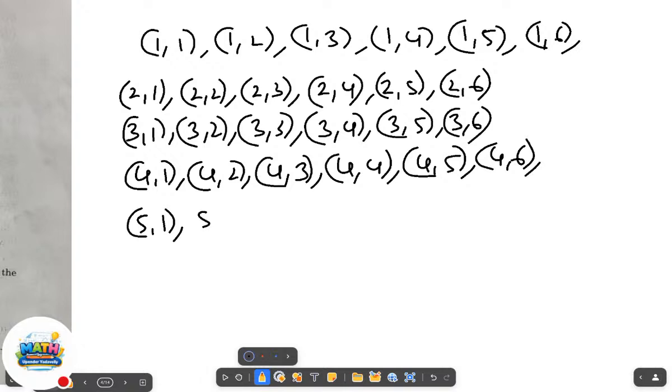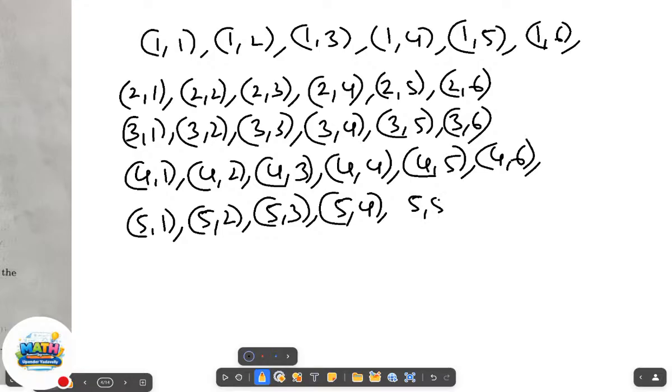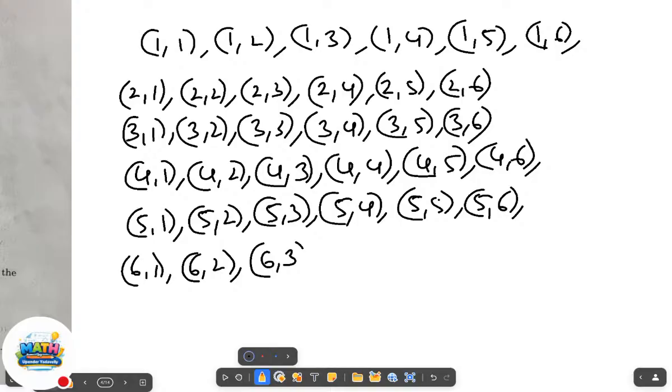5 comma 1, 5 comma 2, 5 comma 3, 5 comma 4, 5 comma 5, 5 comma 6. Next, 6 comma 1, 6 comma 2, 6 comma 3, 6 comma 4, 6 comma 5, 6 comma 6. So the sum should be divisible by 6, right?